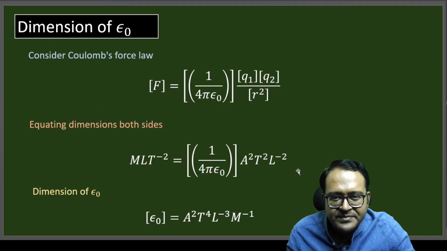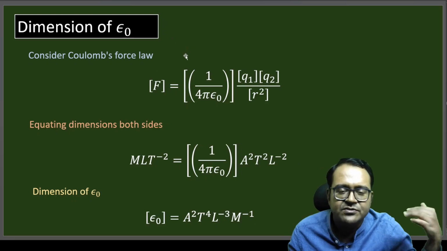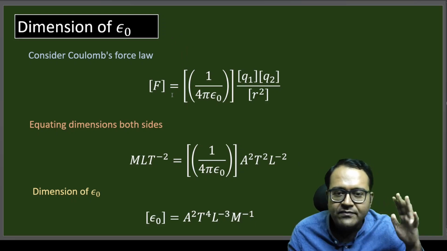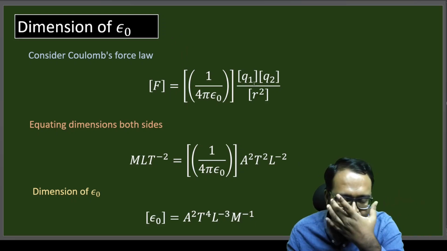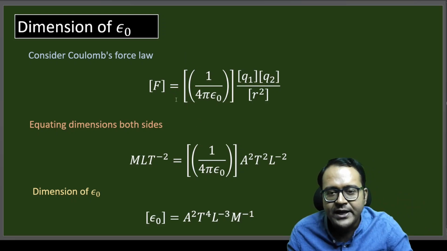This is very simple. What is the dimension of epsilon naught? We once again start with Coulomb's law. In Coulomb's law, force is equal to 1 by 4 pi epsilon naught, which is a constant, multiplied by two charges divided by the distance squared. That means we equate dimensions of both sides. Force has M L T minus 2, epsilon naught has some dimension we don't know yet, and Q1, Q2 we write Q as A into T.